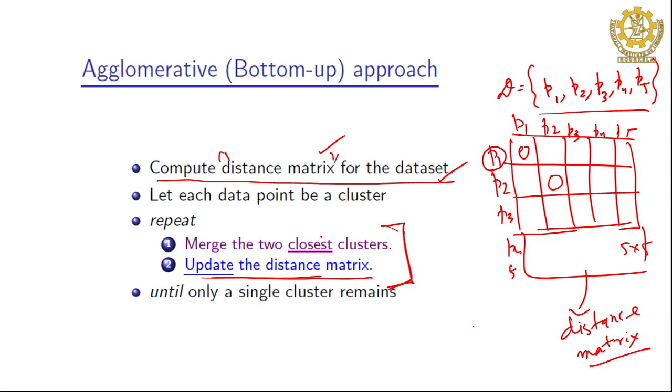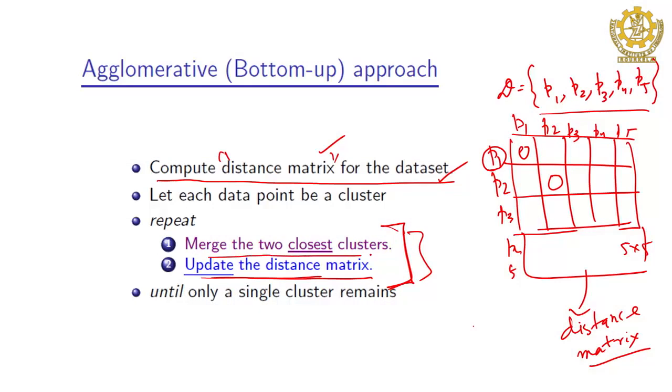And we have to repeat this step. What are those steps? Merge at each step the two closest clusters. So, at each step we are merging two closest clusters, that means at each step we are losing one cluster. Initially there are n clusters. When you merge two closest clusters, the number of clusters will reduce to n minus 1. The next step it will be n minus 2, and the next step n minus 3, and then you reach a point where the number of clusters is 1. So, that is the agglomerative approach.